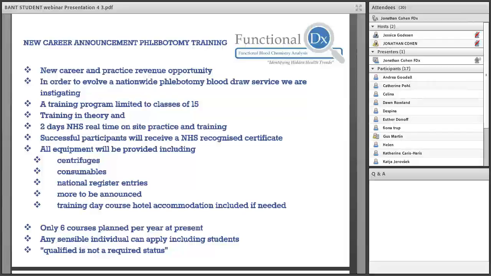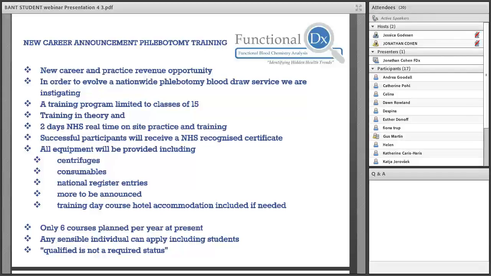Before I close, and I'm going to show you a report at the end of this, and then we'll open for questions if there are any, I want to just make an announcement about phlebotomy training. One of the biggest problems about getting testing done is finding enough people and sources where you can get blood drawn and blood spun. It's driven us mad over the years. So we decided to put our heads together, and we've come up with a new career and practice revenue opportunity. So we want to evolve a nationwide phlebotomy blood draw service.